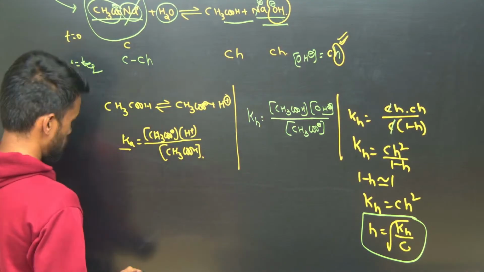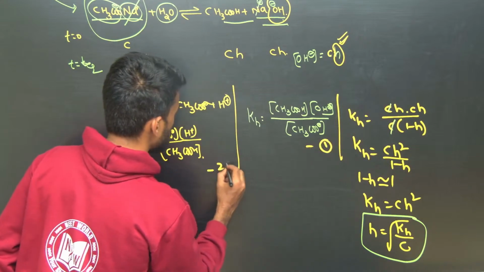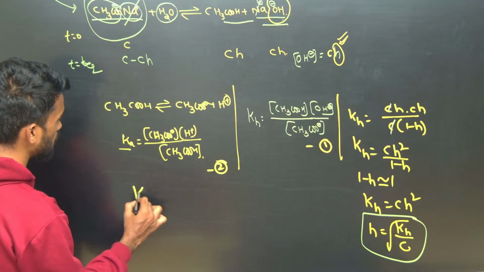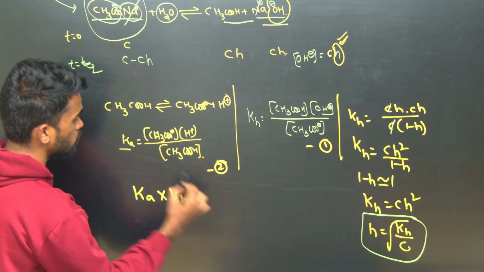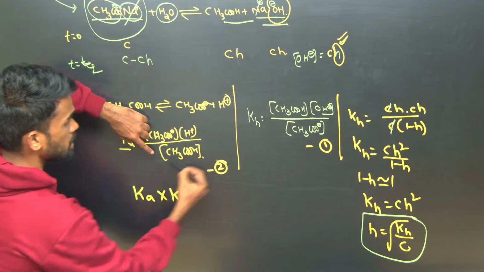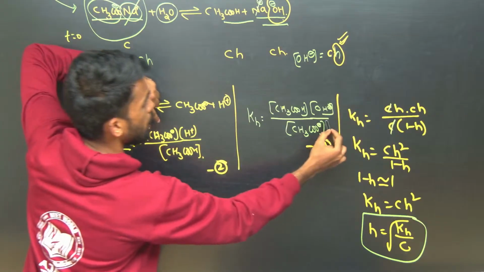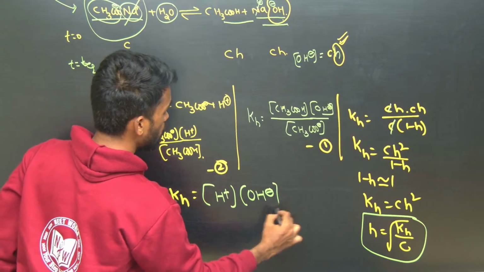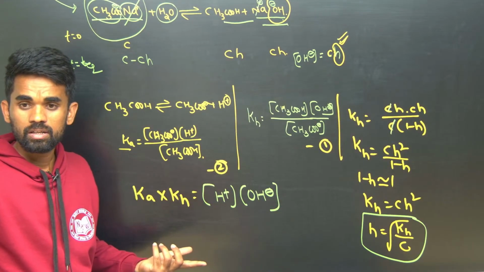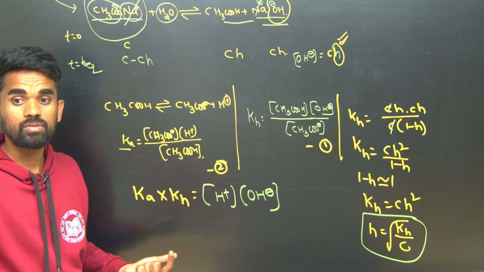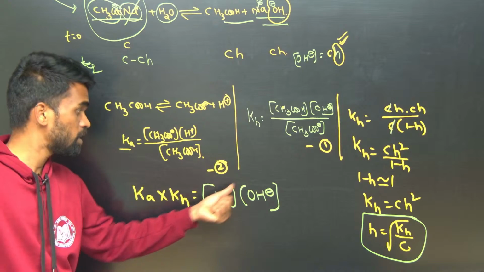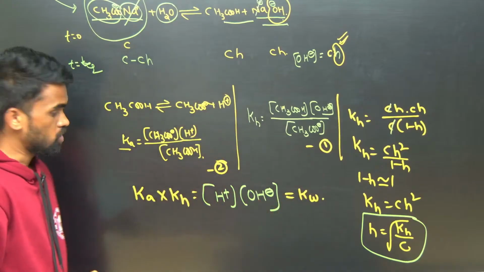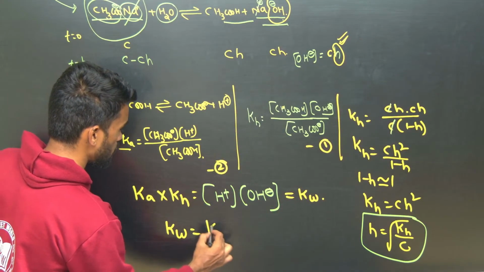Now look at here, consider this is equation 1, this is equation 2. Observe 1 and 2, what are you seeing? Just take Ka into Kh. Cancel acetic acid, acetic acid. Acetate ion, acetate ion. So what are you remaining with? H plus ion multiplied with OH minus. So these two are nothing but 10 to the power minus 7 at 25 degrees, and this is also minus 7. That is minus 14, that is nothing but Kw.